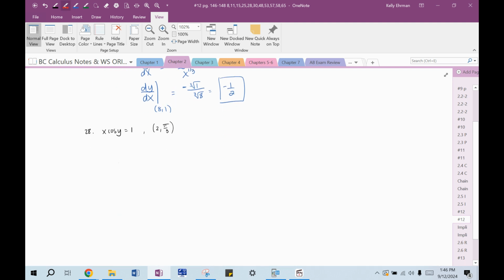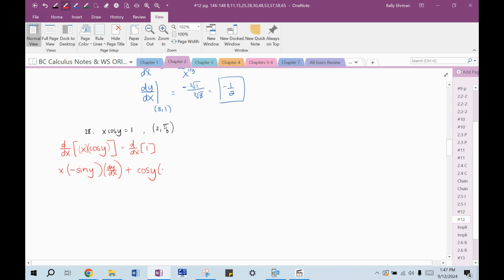All right, same instructions for number 28. So first we take the derivative with respect to x of x times cosine y, and we take the derivative of a constant. Remember, you need product rule here. So first times derivative of the second. The derivative of cosine is negative sine, and the derivative of y is dy dx. Plus second times derivative of the first is equal to 0.